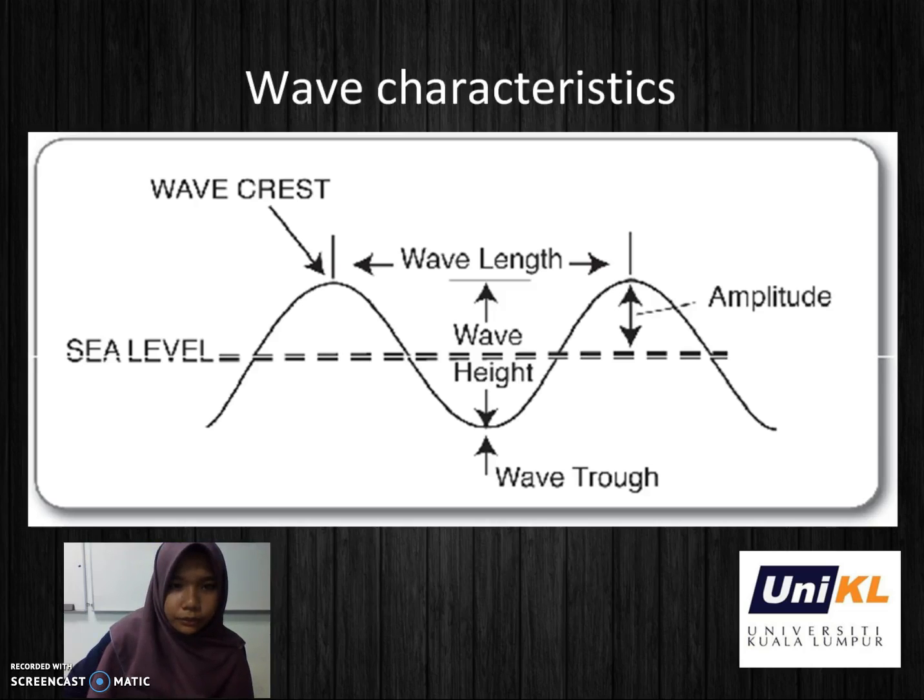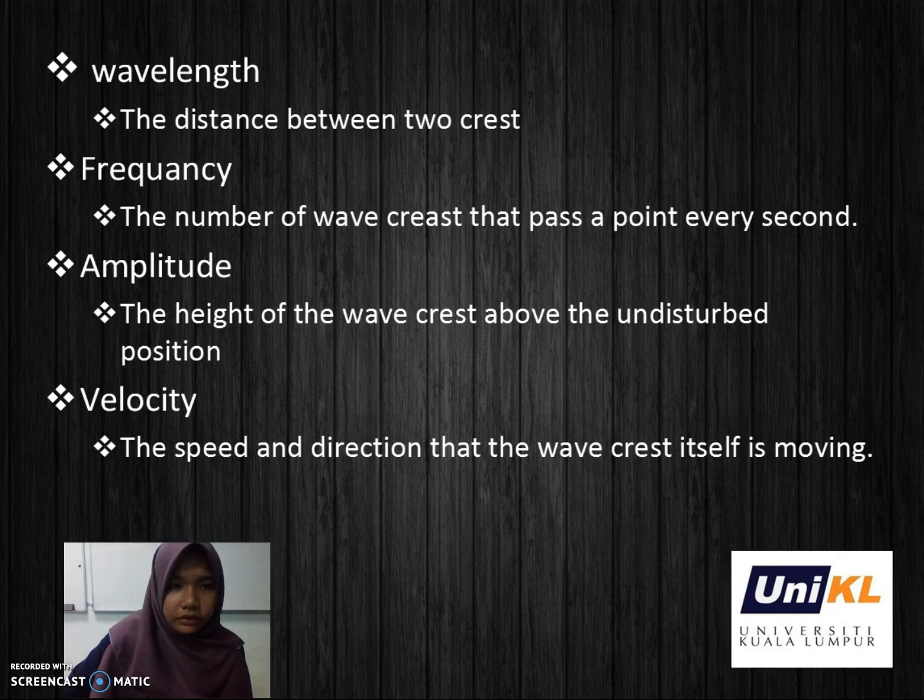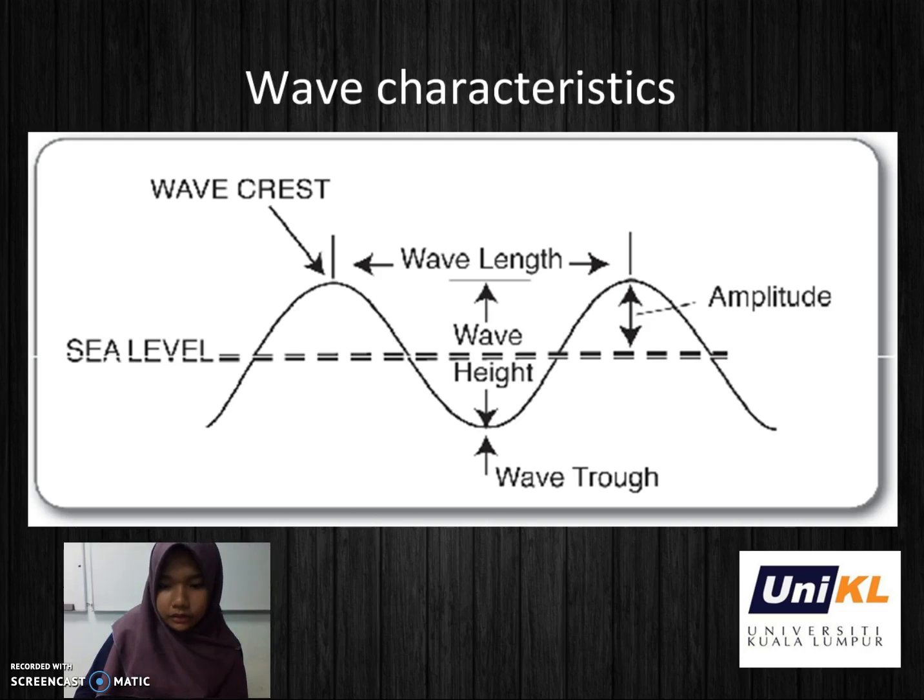So these are the wave characteristics. Wavelength, the distance between two crests; the frequency, the number of wave crests that pass a point every second; the amplitude, the height of the wave crest above the undisturbed position; and the velocity, the speed and direction that the wave crest itself is moving. So you can see.